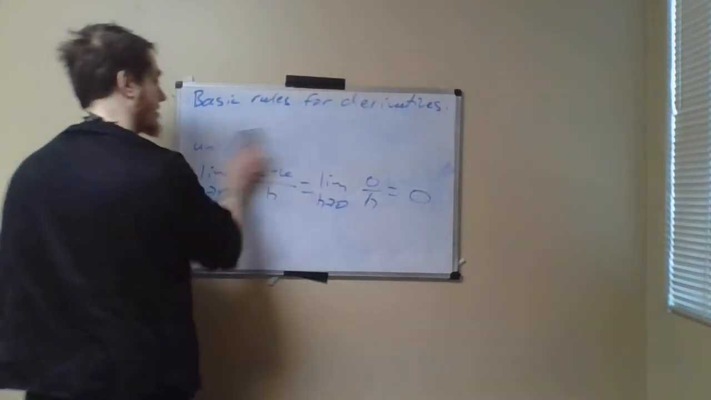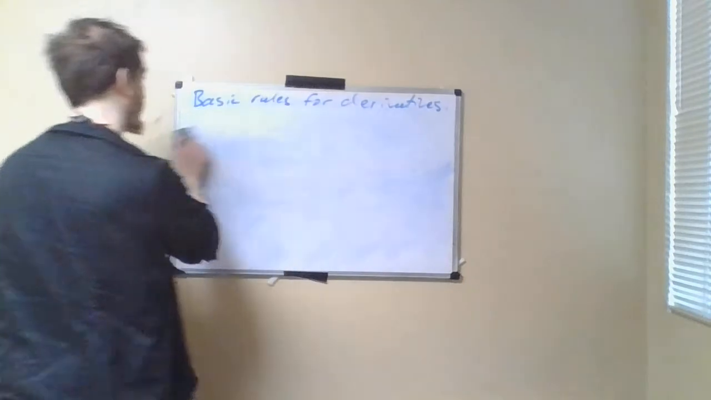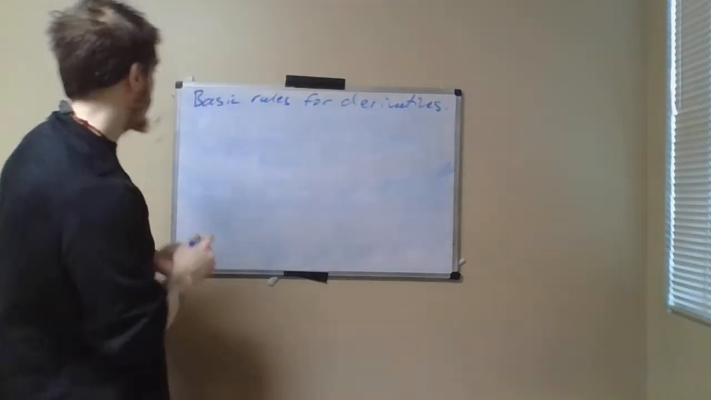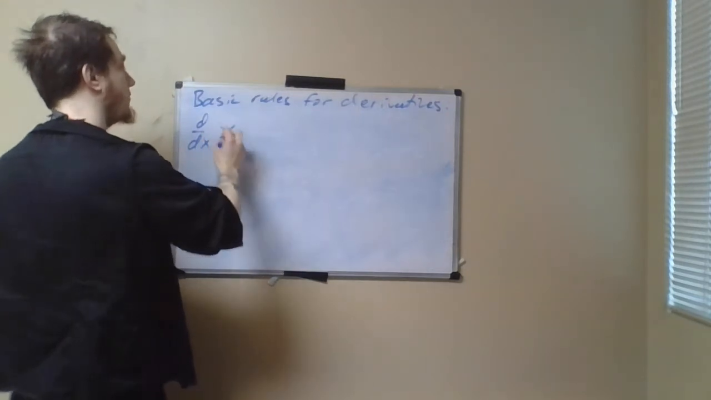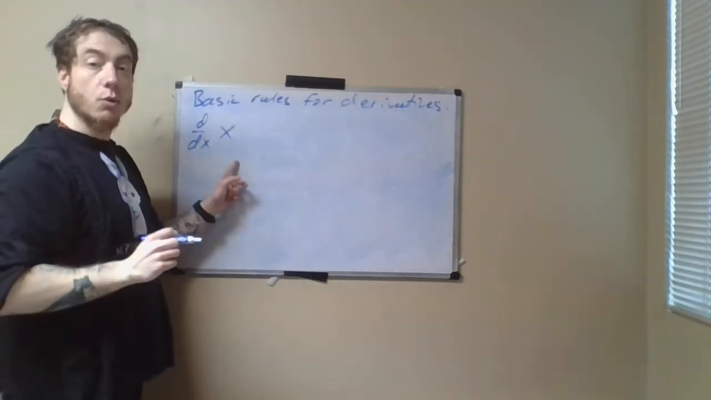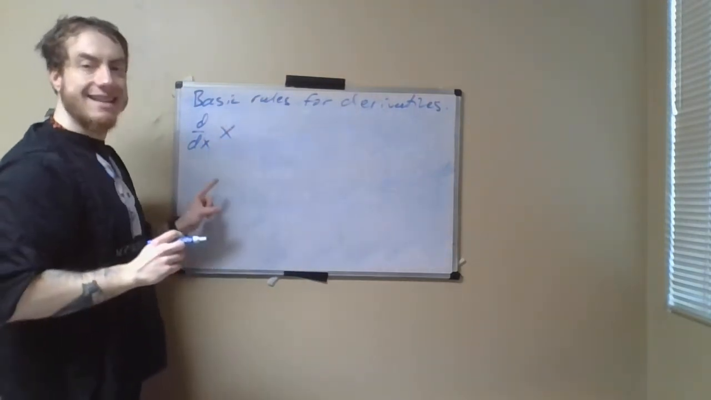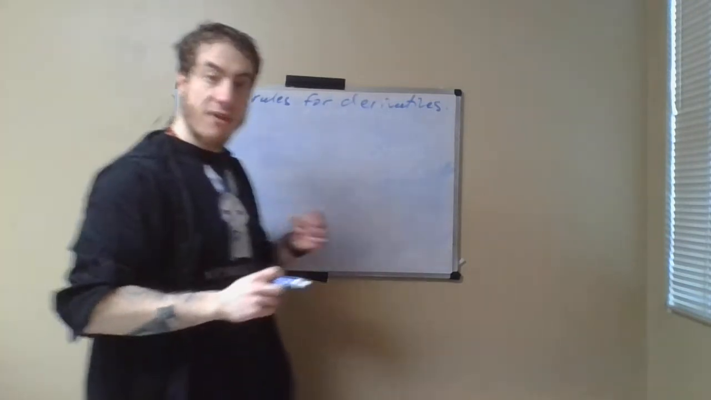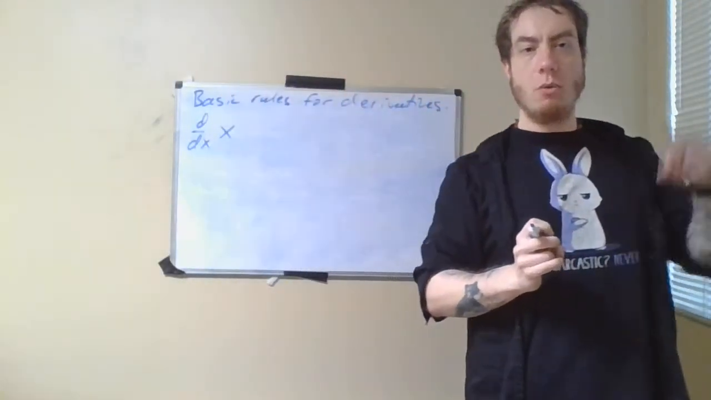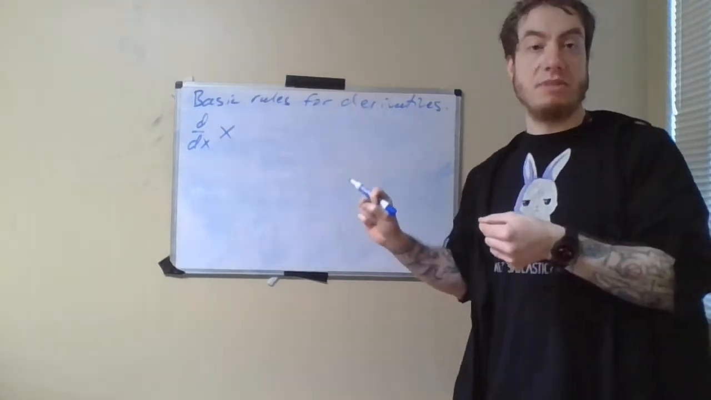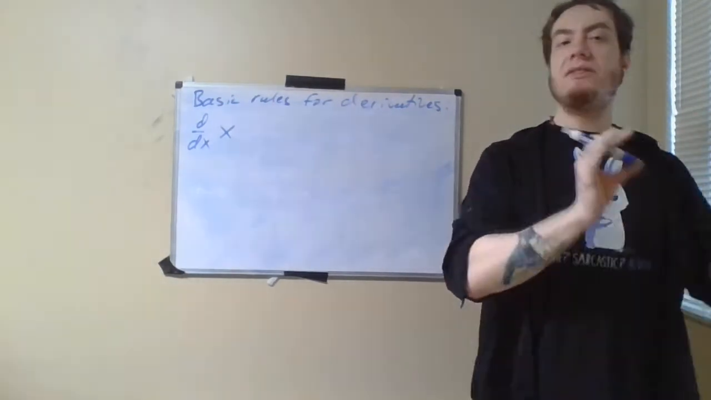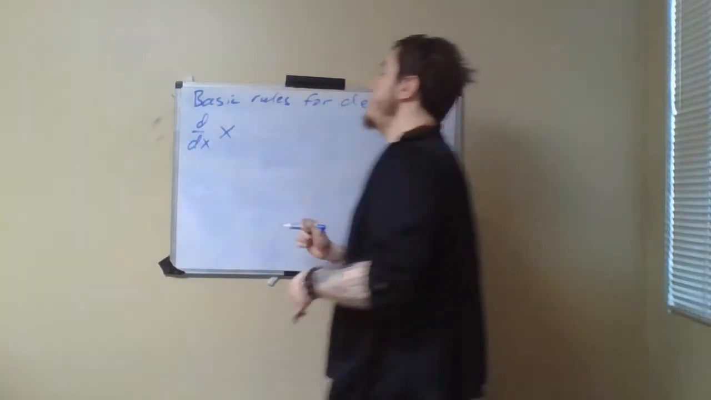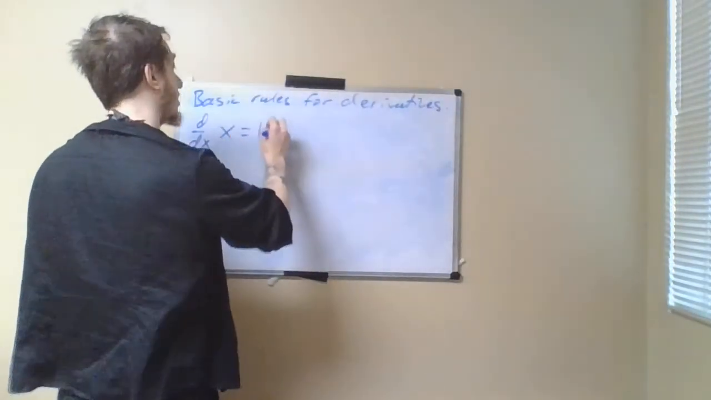Now, the next thing that we can show is the derivative of a function that is just equal to x. This is also called the identity function because if f of x equals x, then whatever you plug in, that's what comes out. It leaves the identity unchanged, so it's called the identity function. The derivative of this is equal to 1.